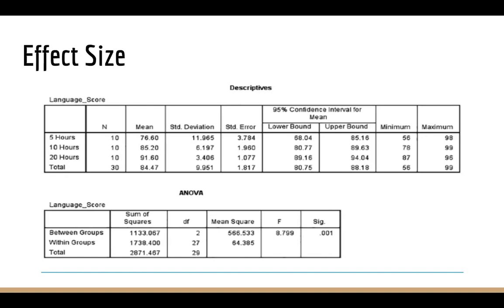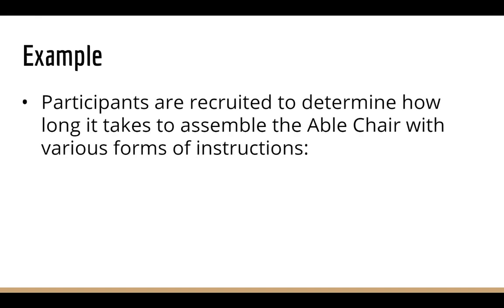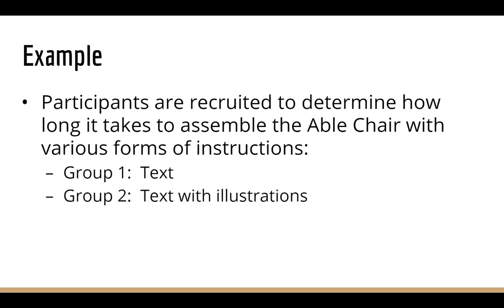So now let's actually go through an example, see if this makes more sense. Okay. In this example, participants are recruited to determine how long it takes them to assemble the Able chair with various forms of instruction. So group 1 is given just text instructions. Group 2 is given text with illustrations, and group 3 is given a video. Which do you think is going to be the highest? Okay, we're going to see.